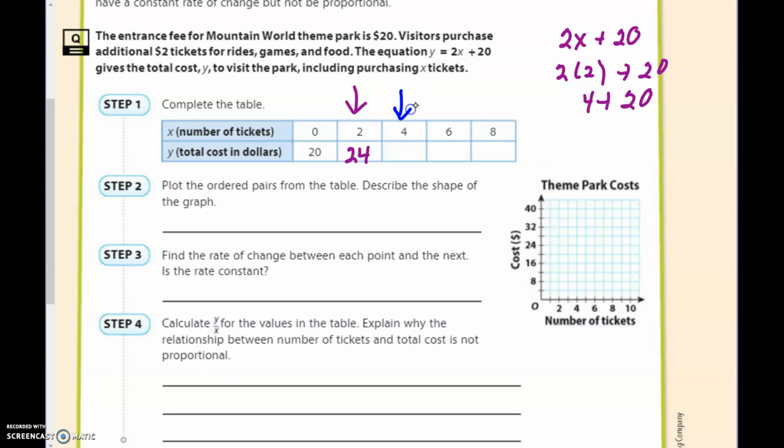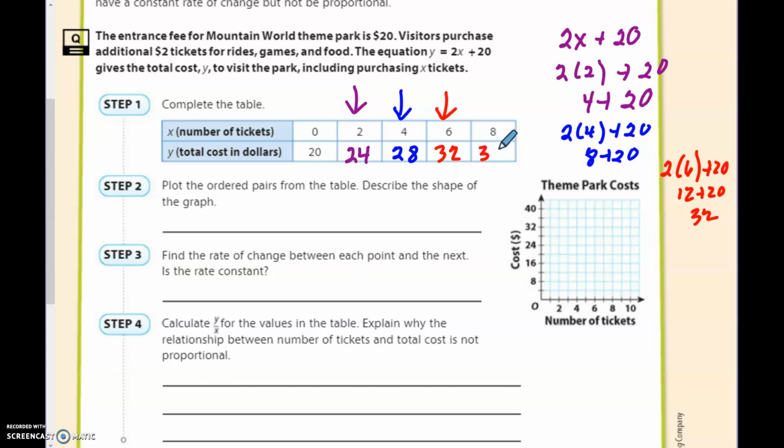Okay, now if we plug in the 4, it's going to be 2 times 4 plus 20. So 2 times 4 is 8 plus 20. This is going to be 28. All right, let me do the math for one more. So if we're going to plug in the 6, we're going to go 2 times 6 plus 20. So we have 12 plus 20. So it looks like this one is going to be 32. And all right, I'm just going to fill in this last one up here. And so if we were to plug an 8 in and do the math, we end up at 36.